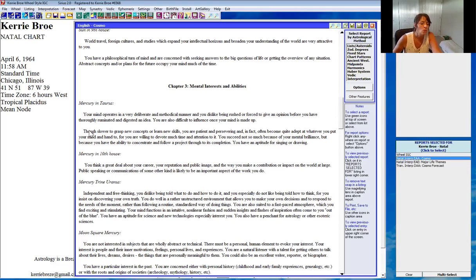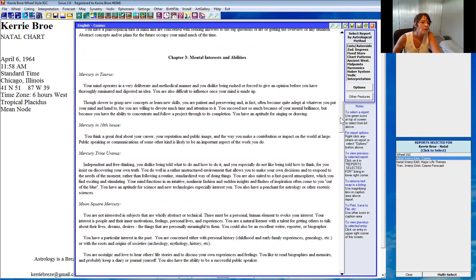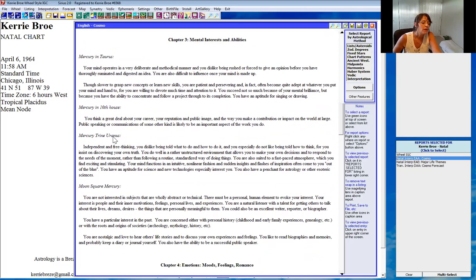So anyway, it tells me what Mercury in Taurus means, because I have it in Taurus. And then I also have it in the 10th house. And then it's telling me if it's making any aspects to anything. It shows here, Mercury in 10th house. Then it says Mercury is trining Uranus. So it's making a trine, a 120-degree angle over to the planet Uranus.